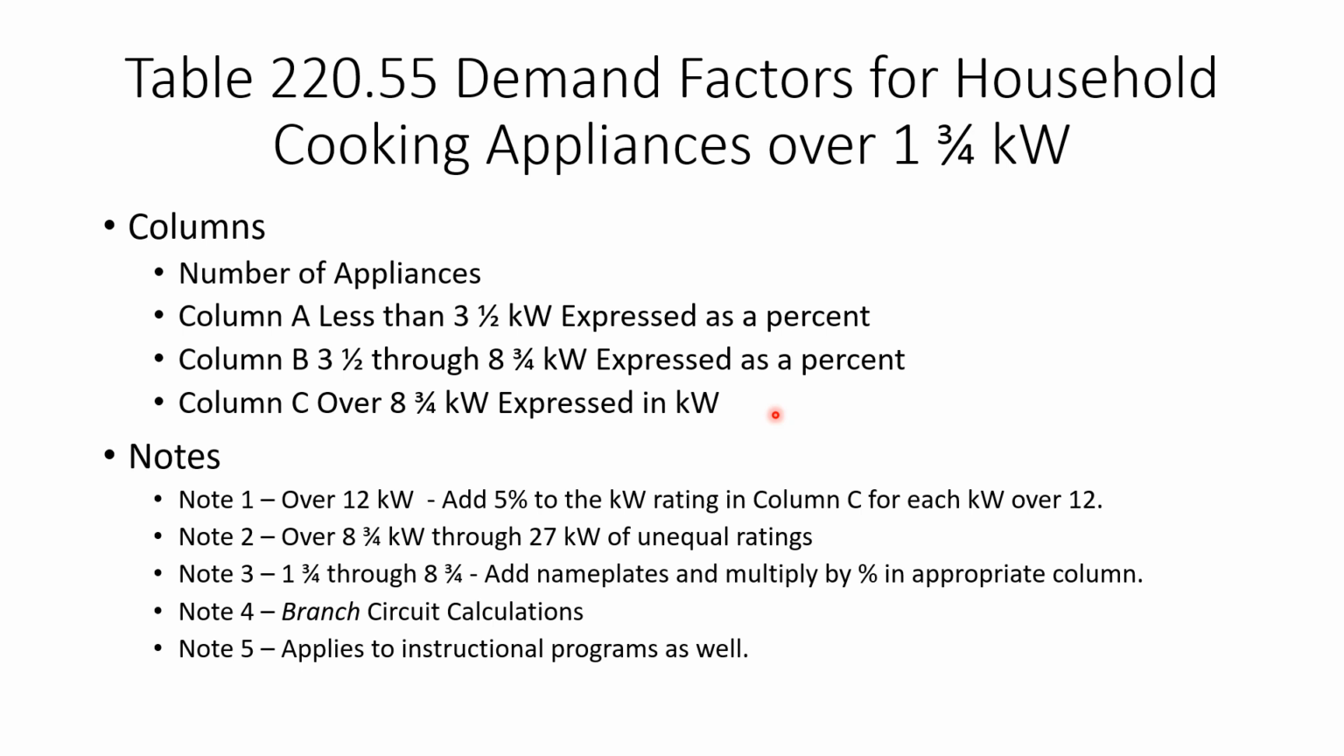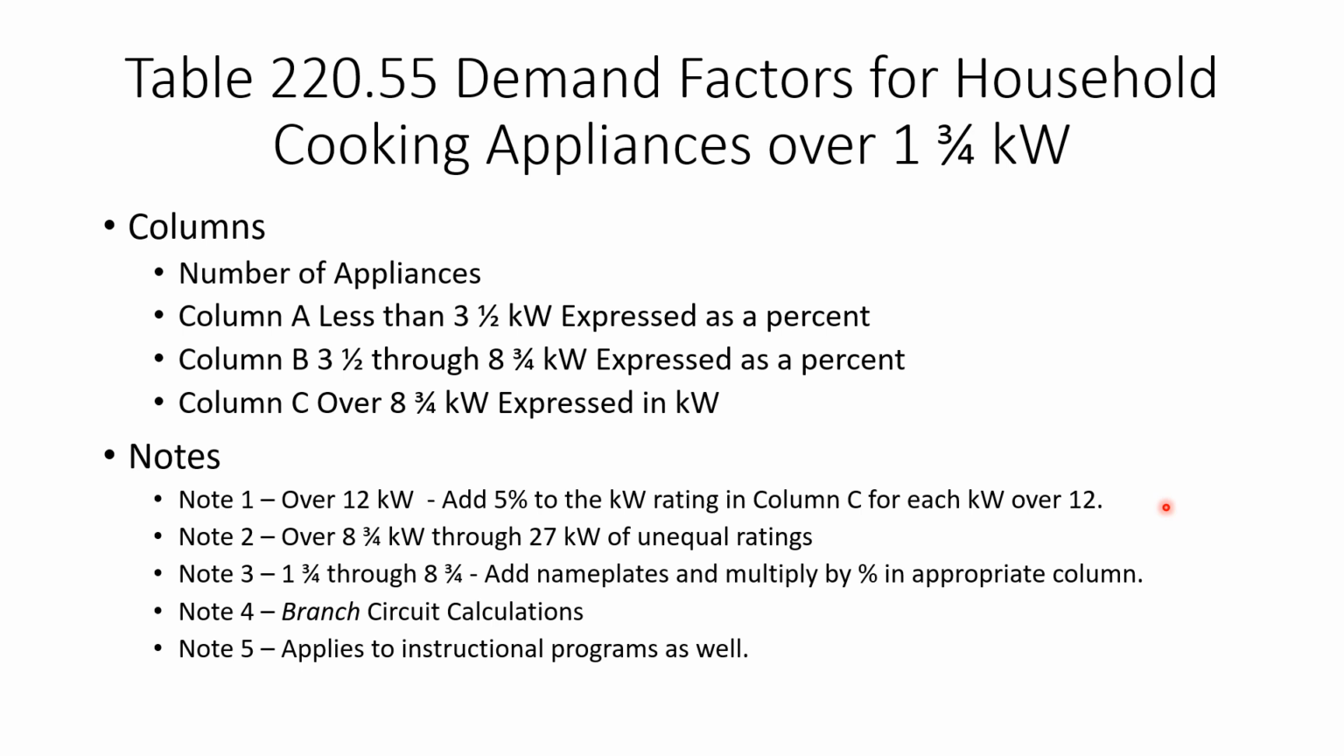Okay, so we might as well just take them one at a time. So note number 1. If you're dealing with over 12 kilowatts, now it says up to 27 kilowatts, which is fine. Now you're not going to have over 27, so don't worry about that. But if it's over 12 kilowatts, all right, we're going to add 5% to the kilowatt rating in column C for each kilowatt over 12. Wow. Now that sounds complicated, but it's really not. All right, I'm going to walk you right through that.